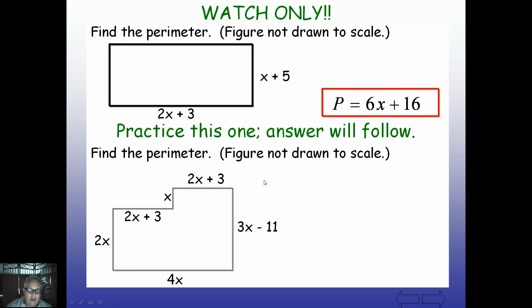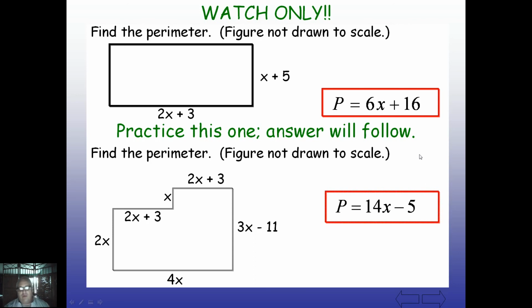Okay, take a look. Here's what I got when I did all these numbers. Remember, you're adding up the x's. You got some zeros in there, a negative 11, some positive 3's, and I got 14x minus 5. I hope you got the same.